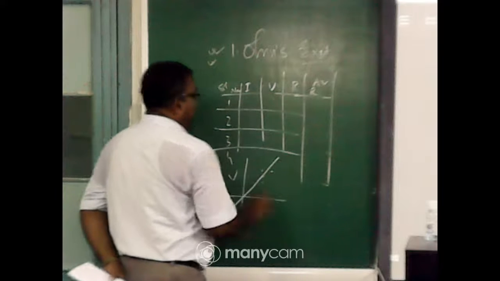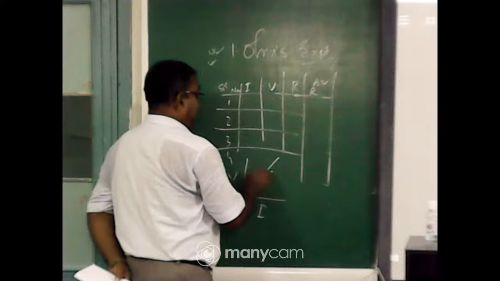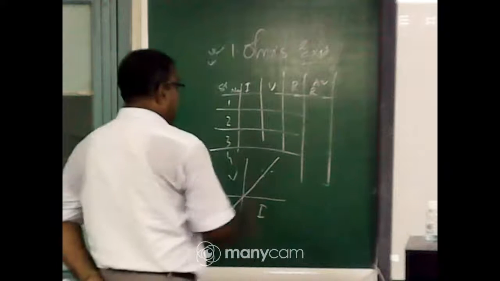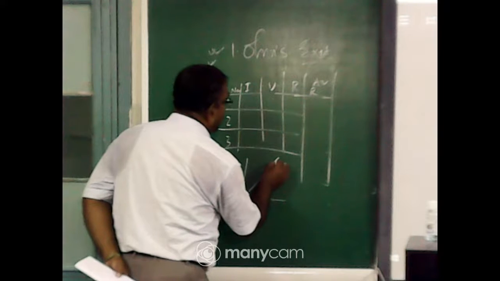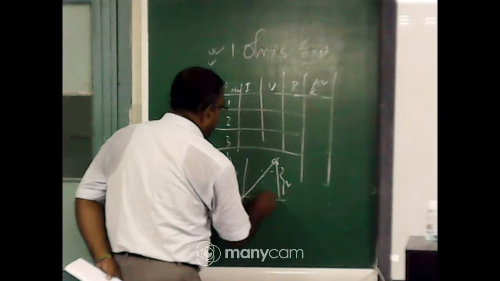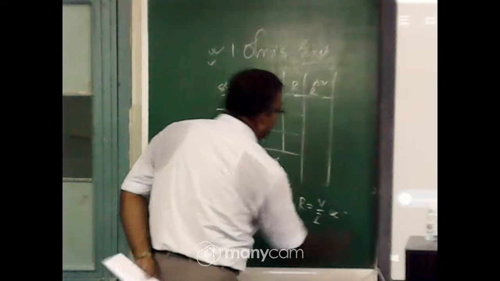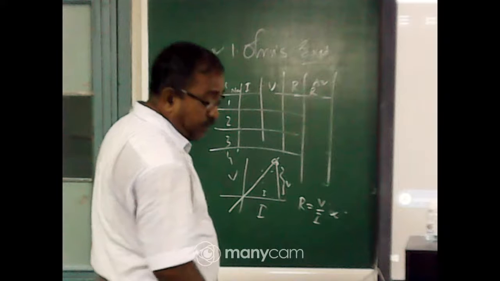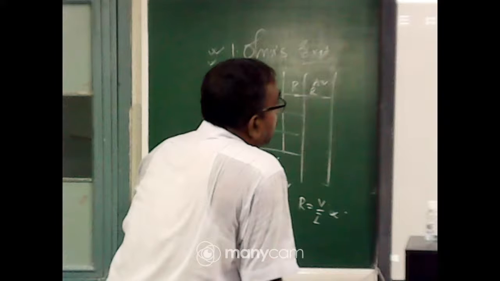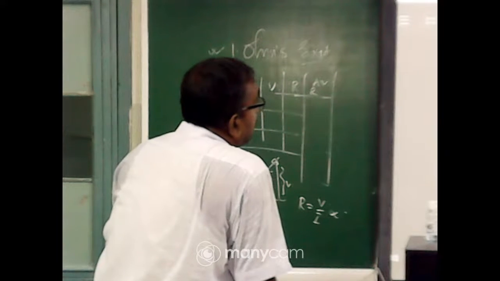Then you choose a point on the line, other than the experimental data. Suppose you consider a point here, you draw a perpendicular line from it. This value is V, that value is I. So you can find V by I. This is the resistance of the resistor. But you had written at the 2, it's not clear. Can you repeat?